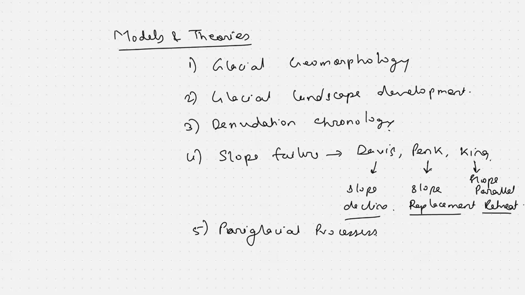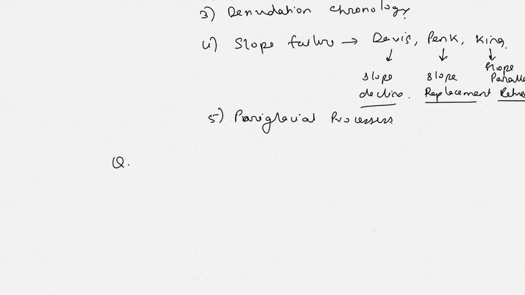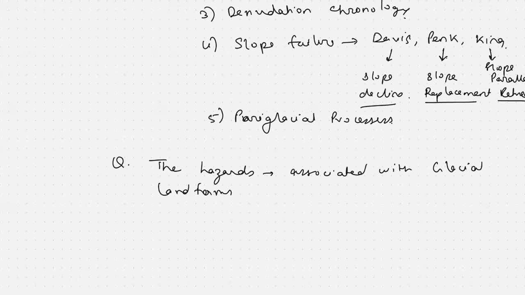The question can be with respect to the hazards associated with glacial landforms. We can also add the concept from the question, the fragility of the Himalayan ecosystem. So these things we can add here in this part.